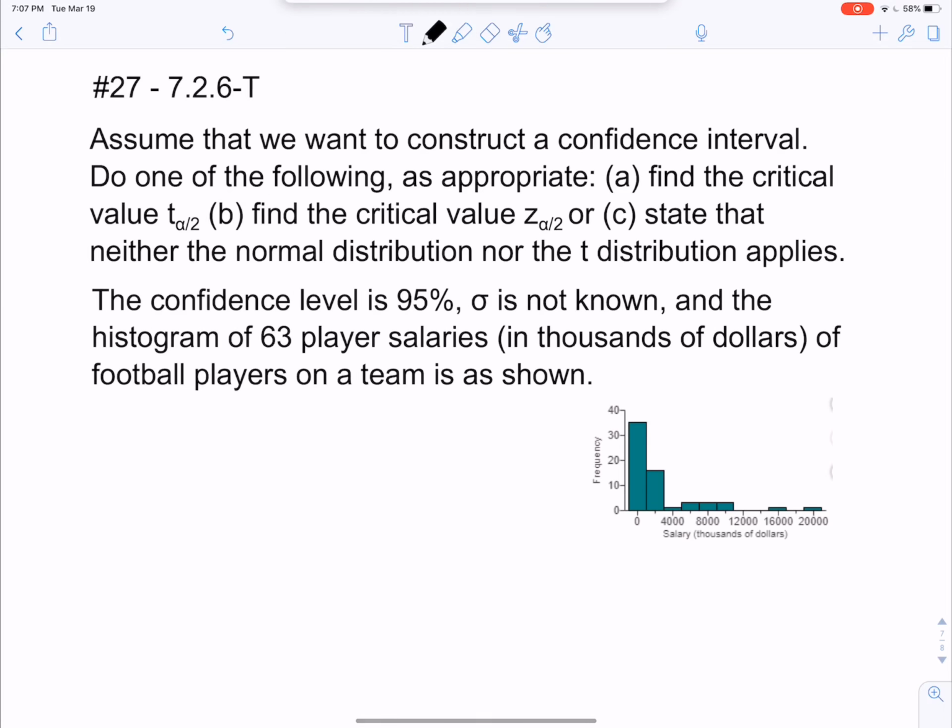Here we're going to look at some homework questions from section 7.2, where we're continuing to talk about confidence intervals, but we're going to look at them dealing with the mean. So for this one, it was number 27 on your homework. It said assume that we want to construct a confidence interval, and we're going to figure out if we want to use a critical value based on the t distribution, the z distribution, or state that we can use neither.